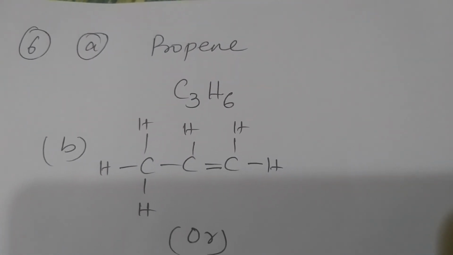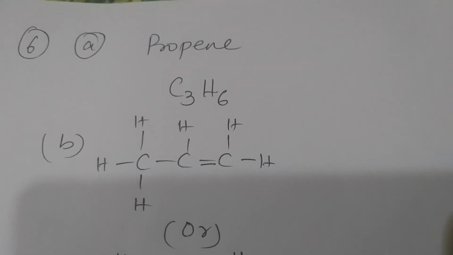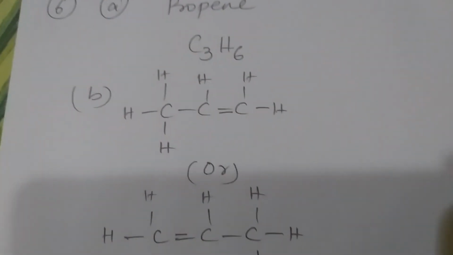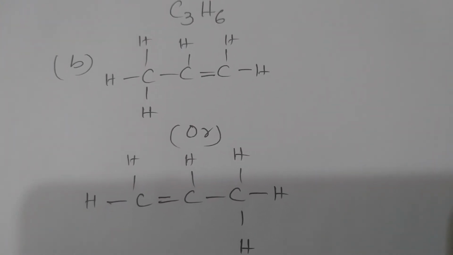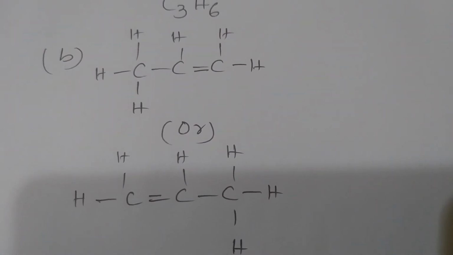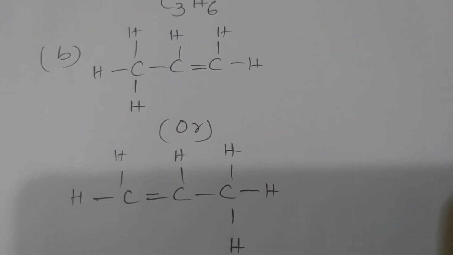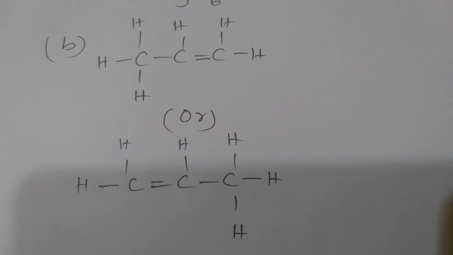C3H6. Now you're asked to write the structural formula of this alkene, propene. This is how we can write it. The double bond can be either this side or that side, no matter, both are the same. There should be three carbons, C single bond C. Since it's an alkene, there should be a double bond. The rest of the things are hydrogens. I hope it's clear.